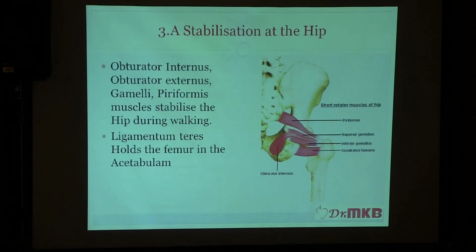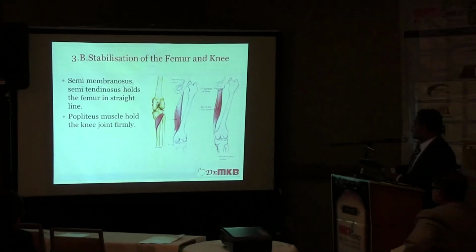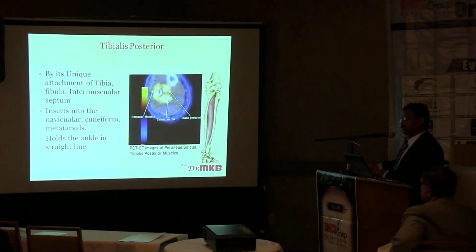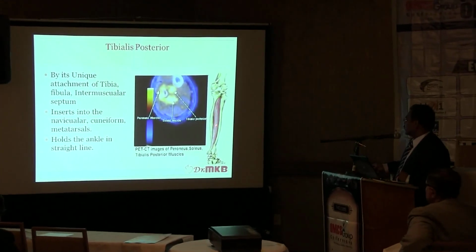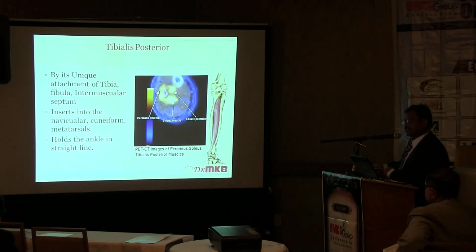The hip is stabilized by the external and internal rotators. The femur is stabilized by the semimembranosus, semitendinosus and popliteus. The ankle is stabilized. See, the ankle is very important. The tibialis posterior, see how much activity there is in the PET-CT analysis. The tibialis posterior attaches in the middle of the intermuscular septum. This acts as a stabilizer of the ankle during the movements.